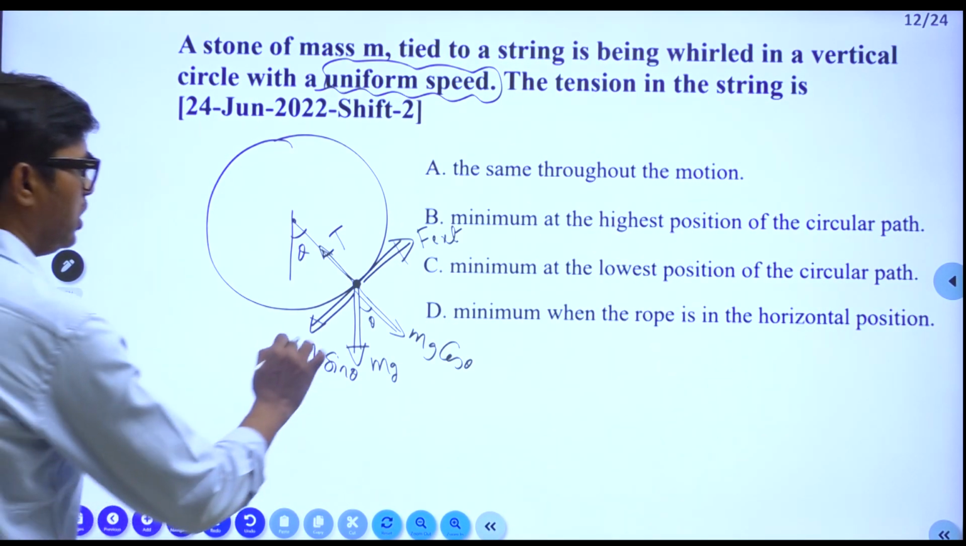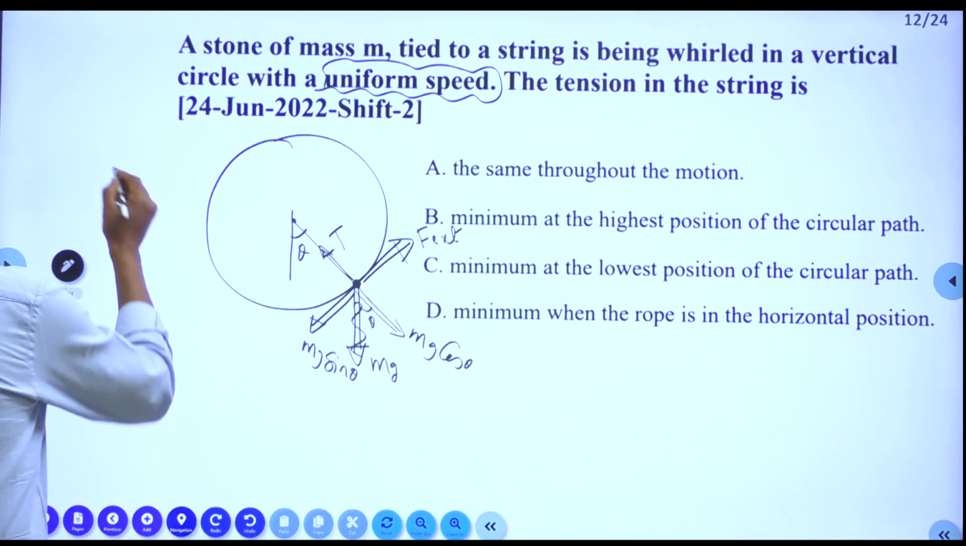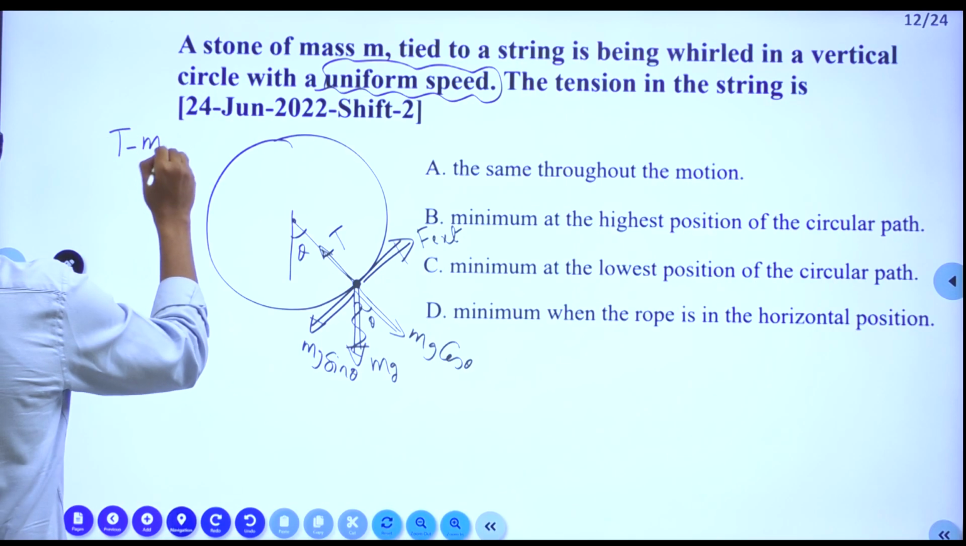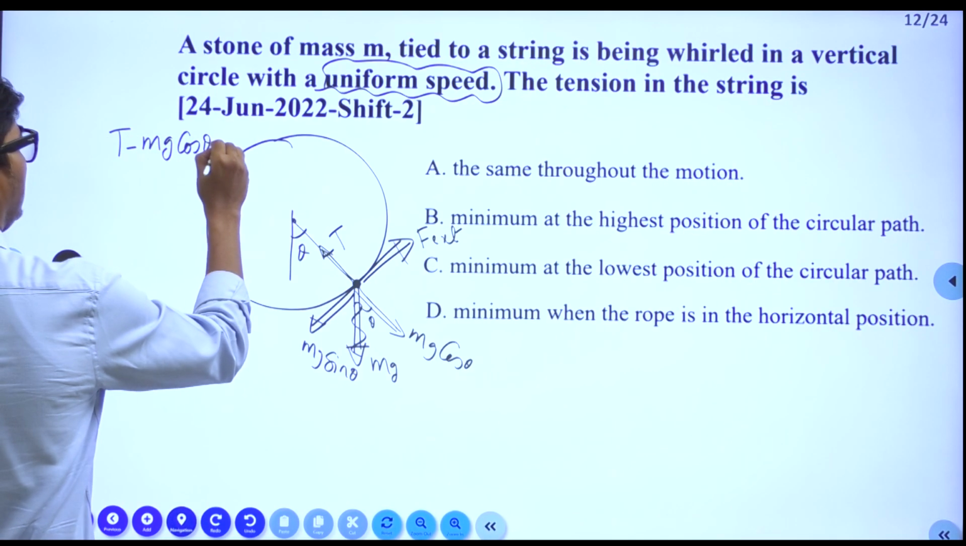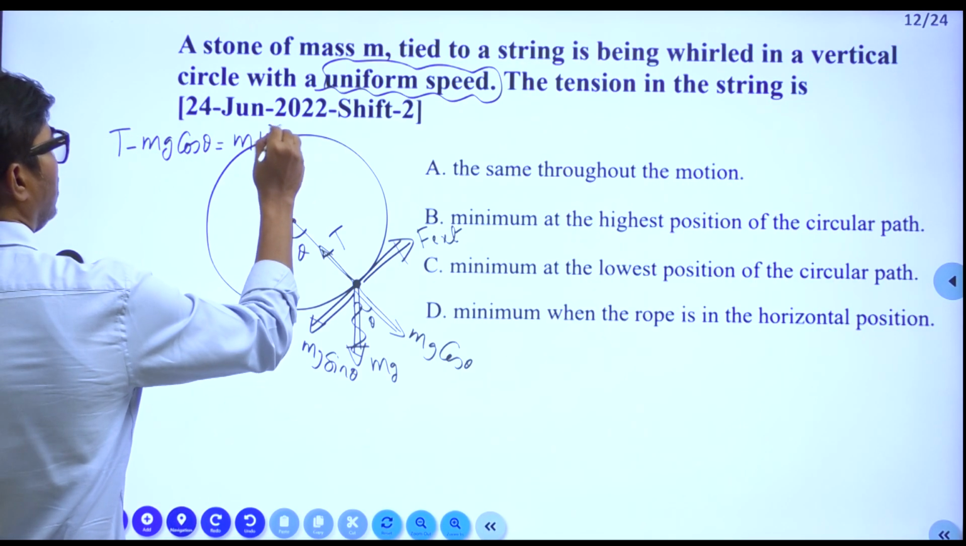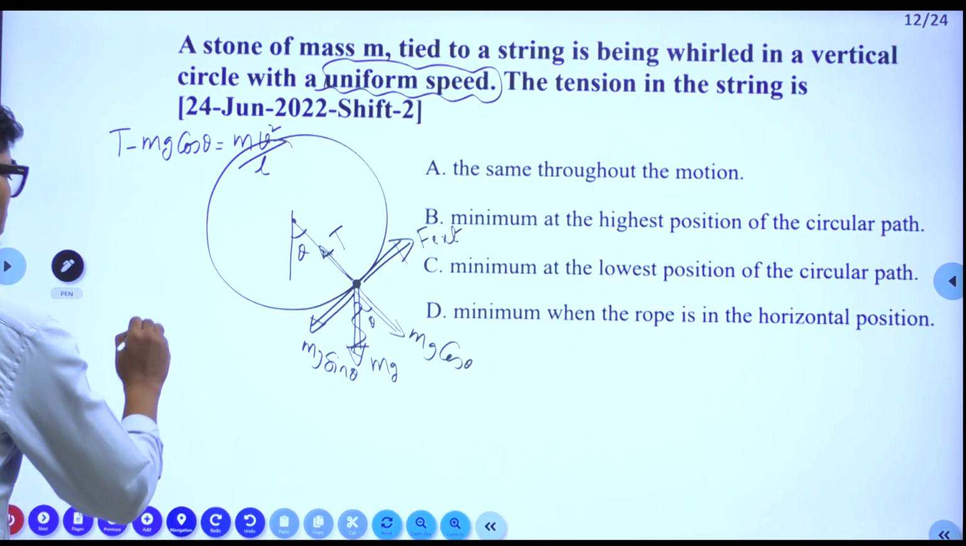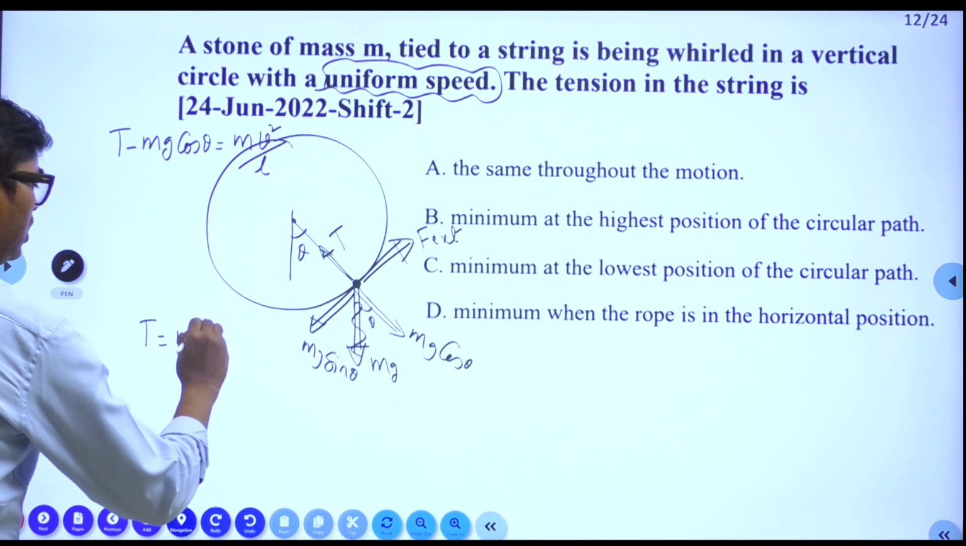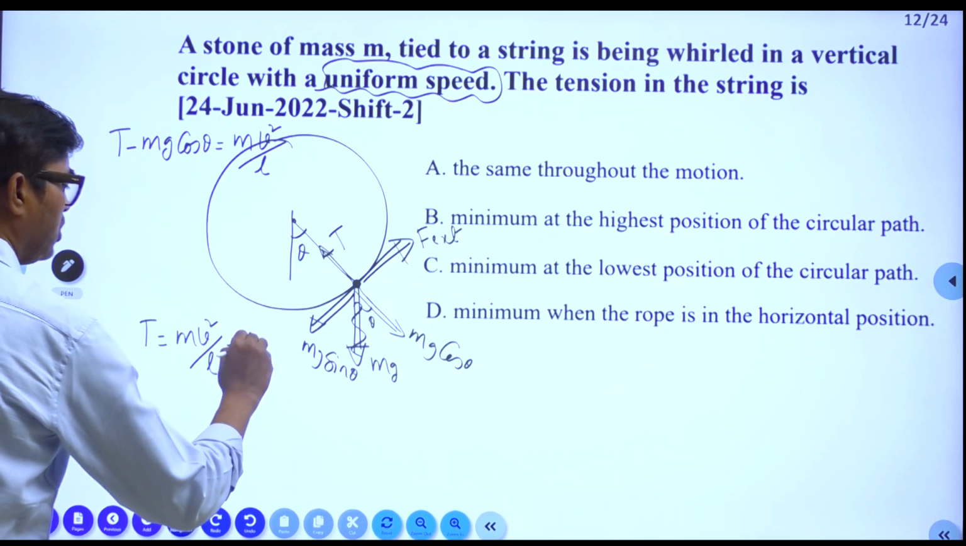So focus on only the radial forces. What are the radial forces you have? T minus mg cos theta, and that must be equal to m v square by r, that is L. Otherwise, T equals m v square by L, which is constant, plus mg cos theta.